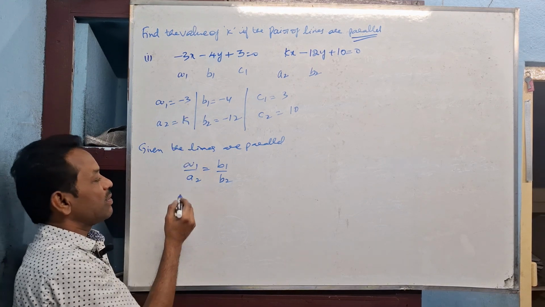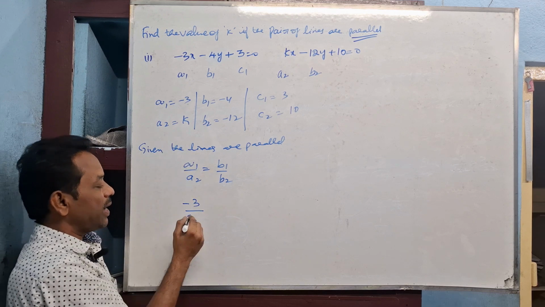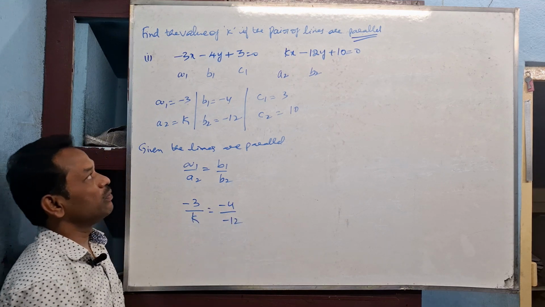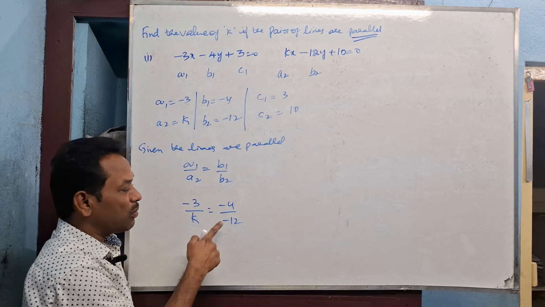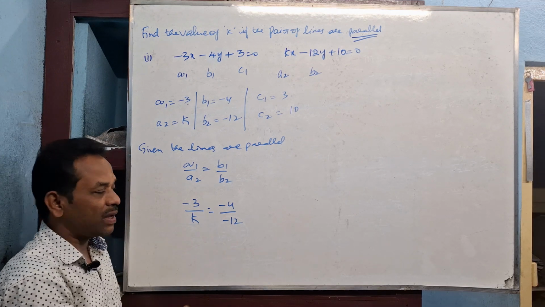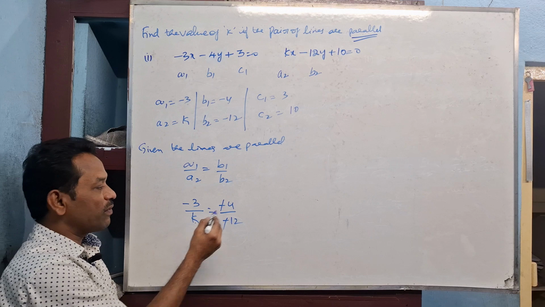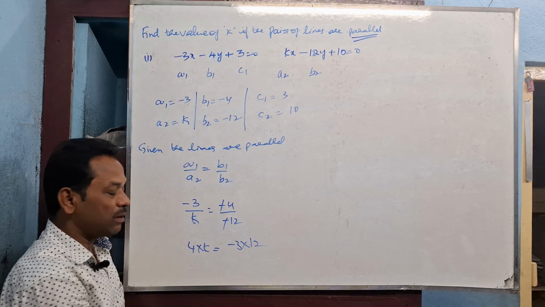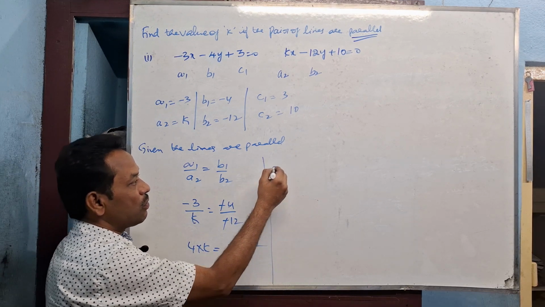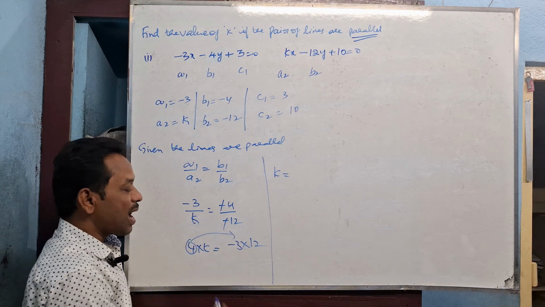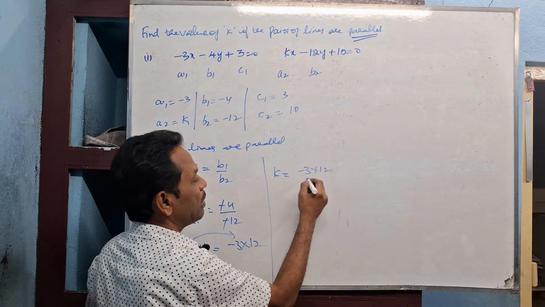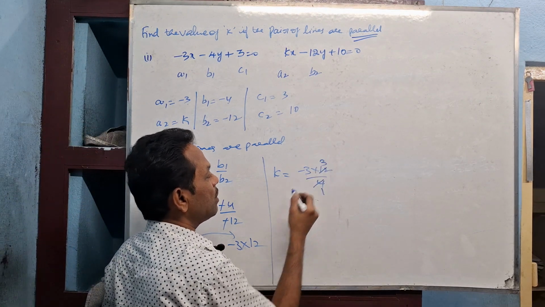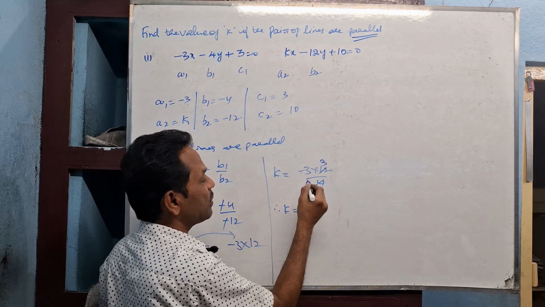Here a1 is minus 3, so minus 3 by a2, which is k, equal to the value of b1, minus 4, by minus 12. Look at this: in the numerator and denominator we have negative signs, so you can cancel the negative signs. Then we'll go for cross multiplication: 4 into k equal to minus 3 into 12. We need the value of k. So k equal to, 4 is shifted to RHS, minus 3 into 12 by 4. Now 4 ones are 4, 4 threes are 12. Therefore k equal to minus 9.